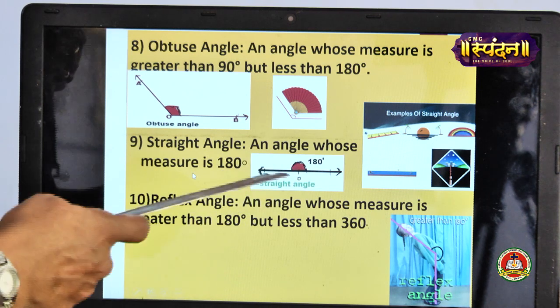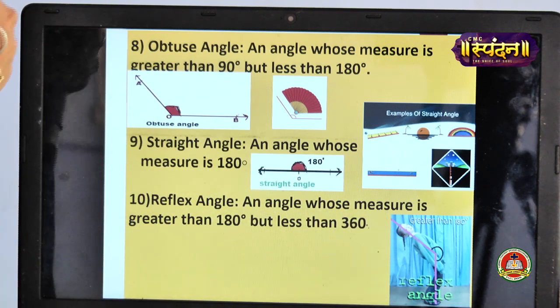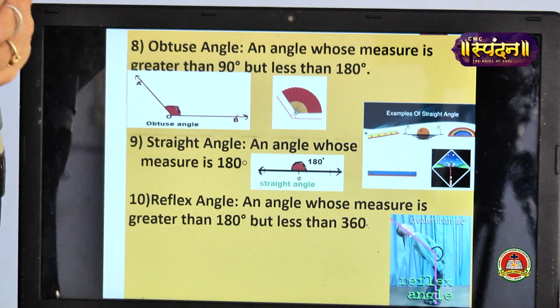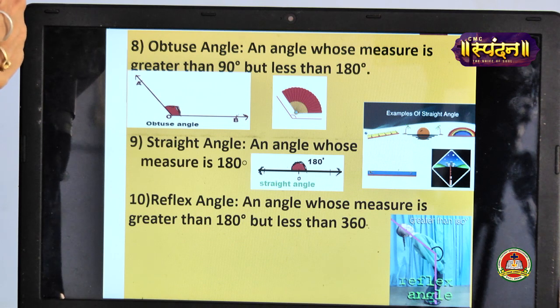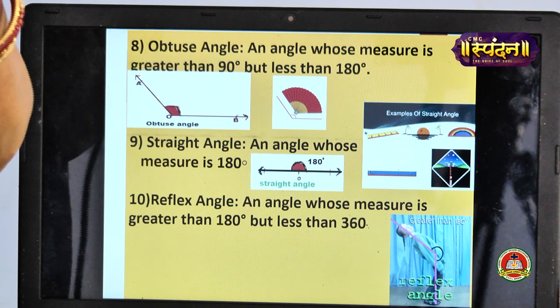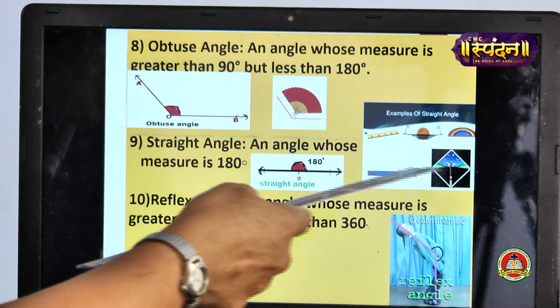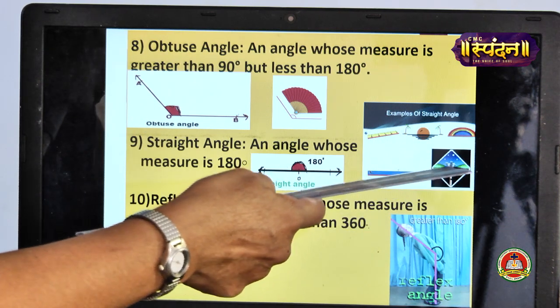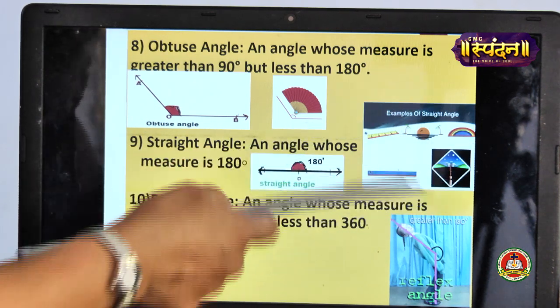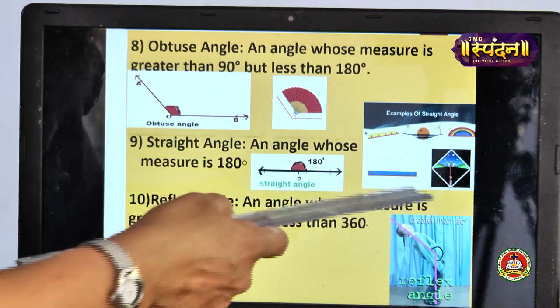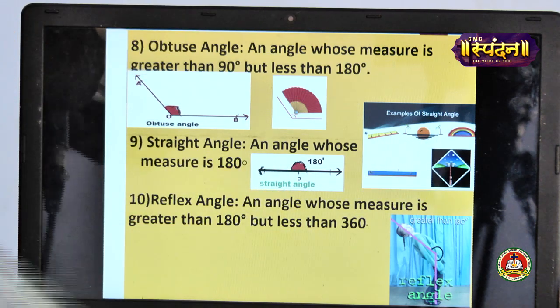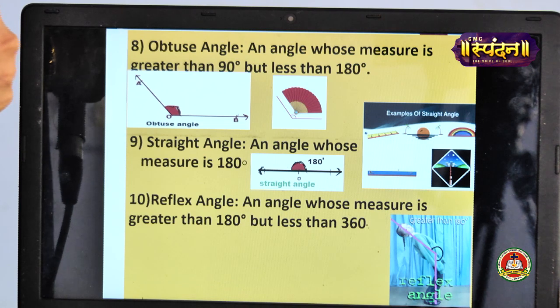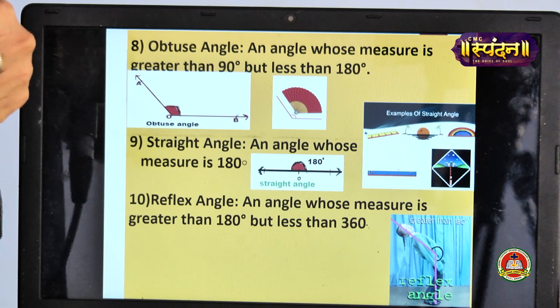An angle whose measure is 180 degree. Suppose I take this scale, this is a straight angle, because the angle here will be equal to 180 degree, and these are some of the examples showing 180 degree. These are all some of the real life examples. So wherever you see in your surroundings, all the shapes show some angle or other.